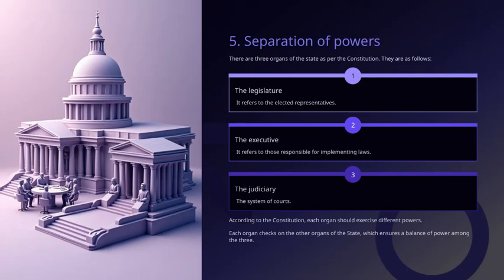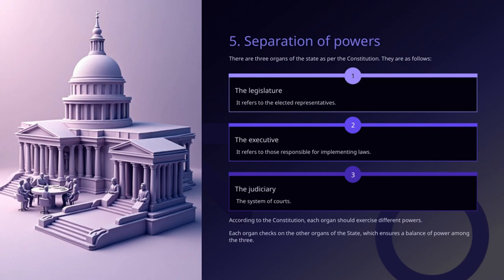Now, let's talk about the separation of powers, which is a fundamental principle in our Constitution. There are 3 main organs of the state, each with its own distinct role. First, we have the legislature, which is made up of our elected representatives. They're the ones who create the laws. Next is the executive, the branch responsible for implementing and enforcing those laws. Think of the government officials and departments that carry out day-to-day functions. Finally, we have the judiciary, which is the system of courts that interpret the laws and ensure they are applied fairly.